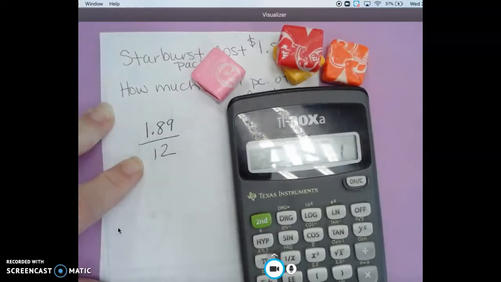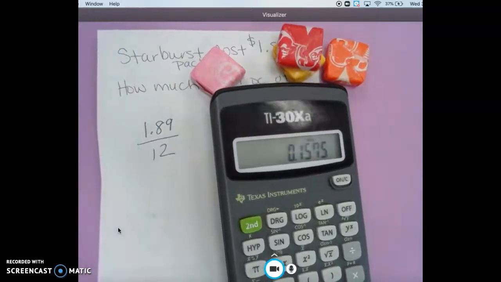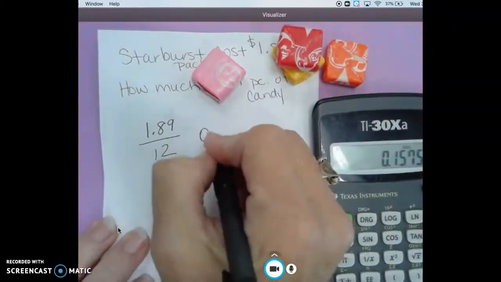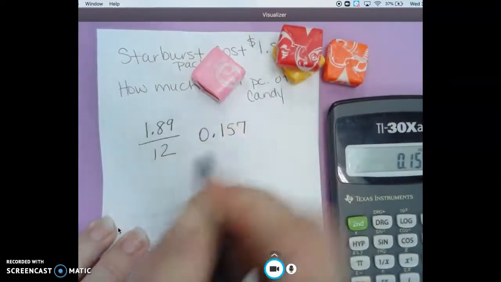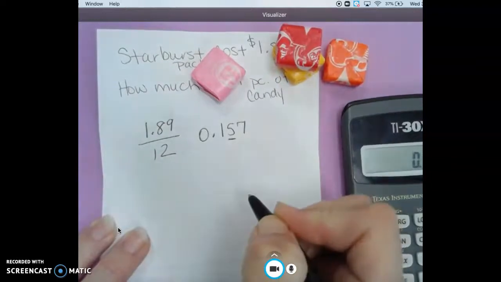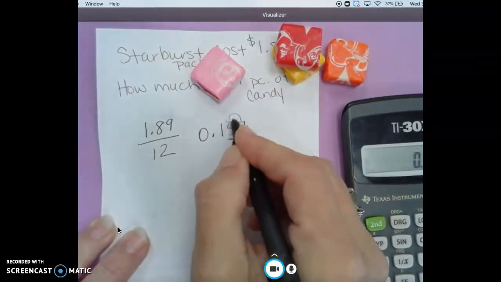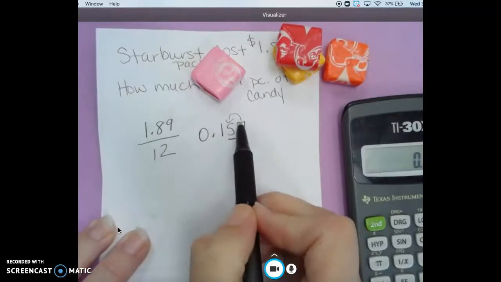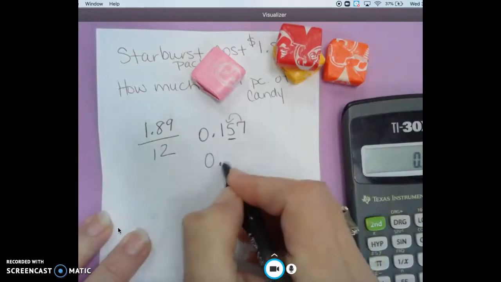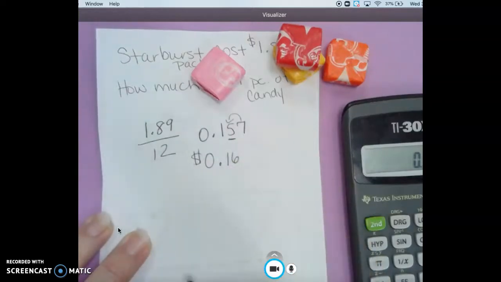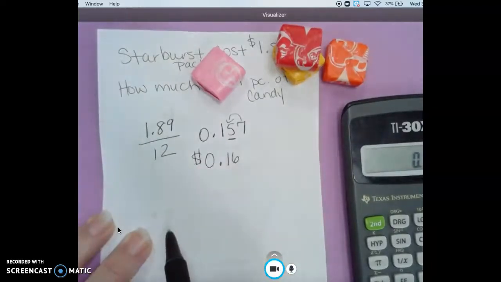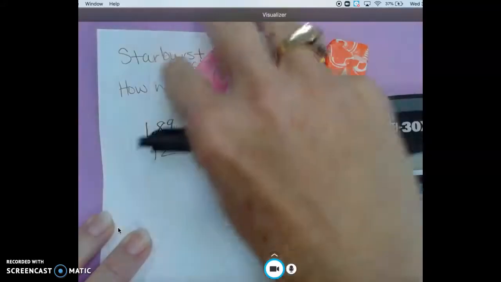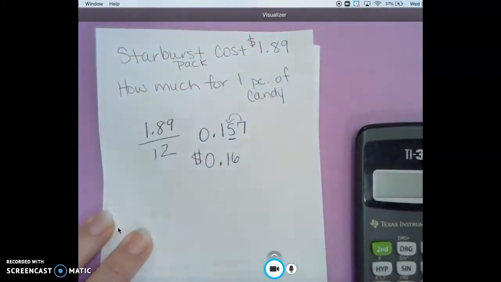$1.89 divided by 12. And I get 0.157. I'm just going to write the first 3 because that's really all I need. And this is where our money ends. So this 7 is going to determine what happens to that last cent. So right now it looks like 15 cents, but that 7 is 5 or more. So 5 or more, give me some more, some people say. So that's going to really be 16 cents. So that 1 Starburst costs 16 cents. The whole pack was $1.89, but just one of them is 16 cents.